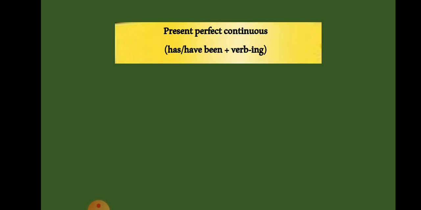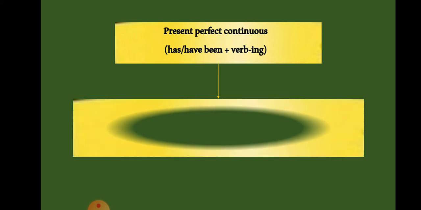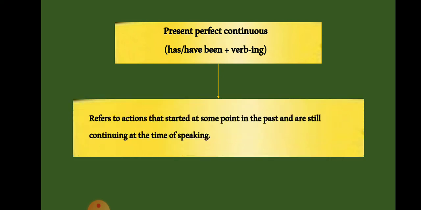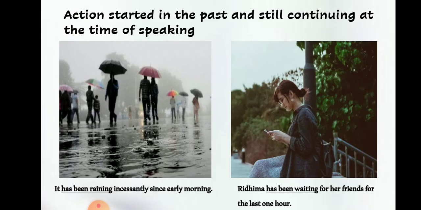Next we have present perfect continuous tense. And the use is, it refers to actions that started at some point in the past and are still continuing at the time of speaking. A few examples. It has been raining incessantly since early morning. Ridhima has been waiting for her friends for the last 1 hour. These actions started in the past but are still continuing at the time of speaking.